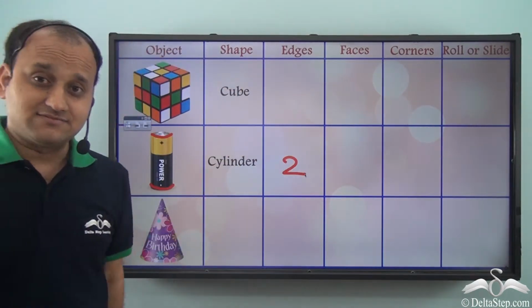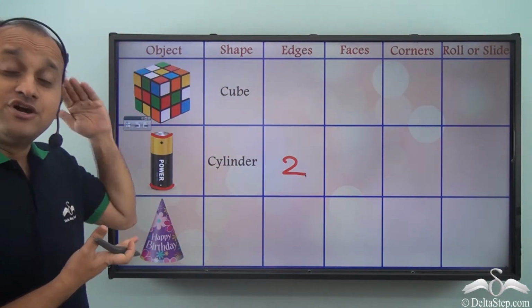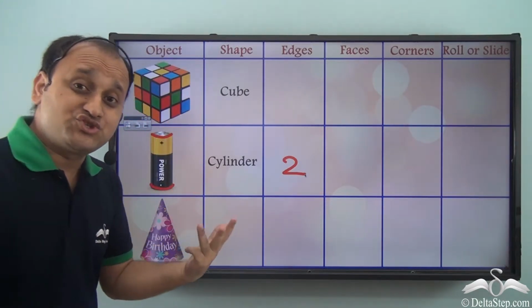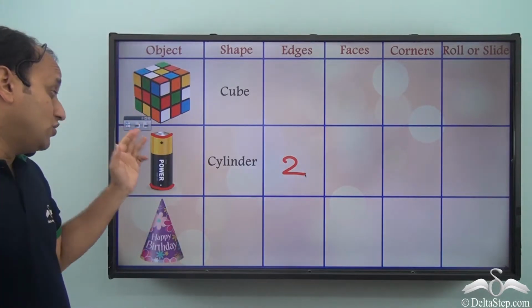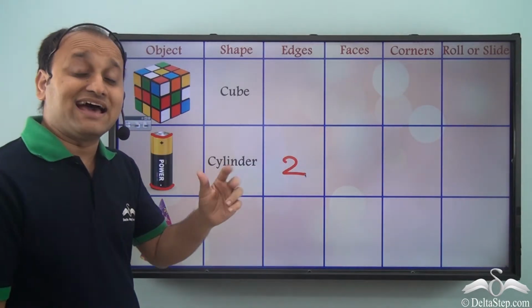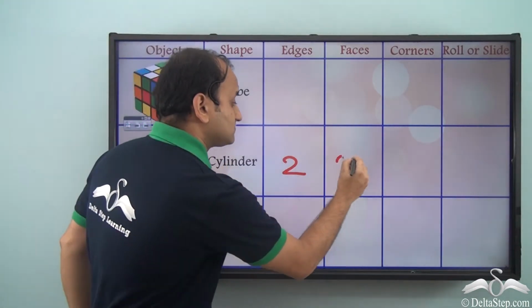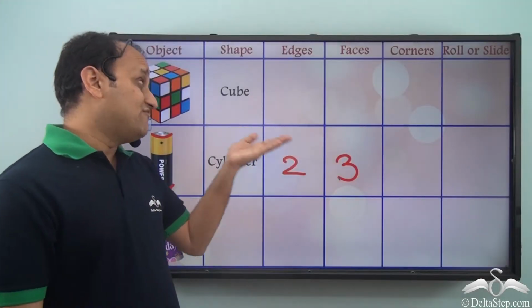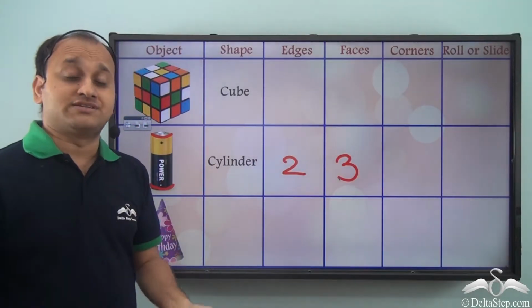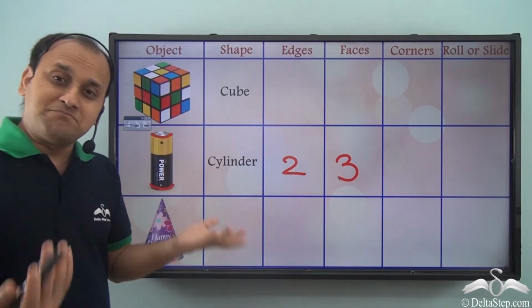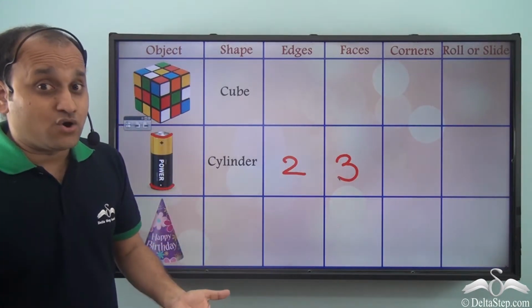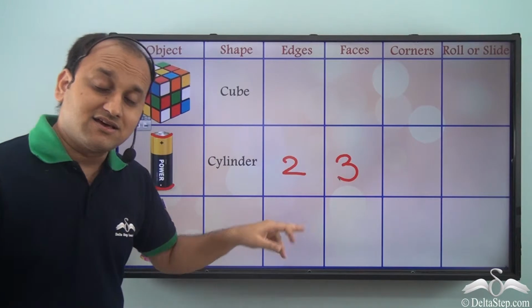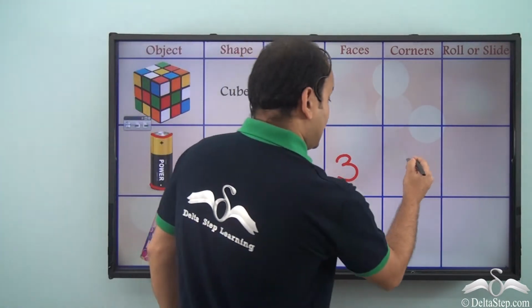Now what about faces? Well, in a cylinder we have 2 flat faces and 1 curved face. So we have total of 3 faces. If you look at a battery, you will find that it has 3 faces. And how many corners are we talking about? Now in this case we have 2 edges, but we have no corners because the edges do not meet. So we cannot have any corner until the edges meet at a point. So although we have 2 edges, we have 0 corners in this case.